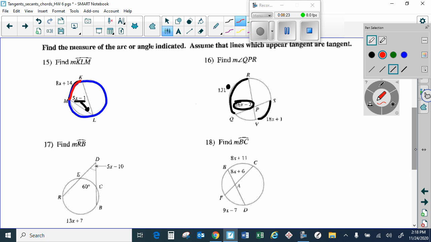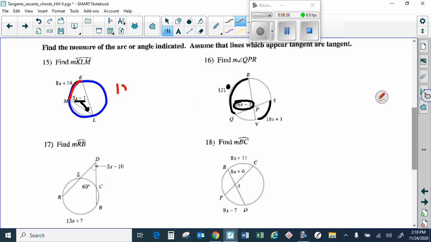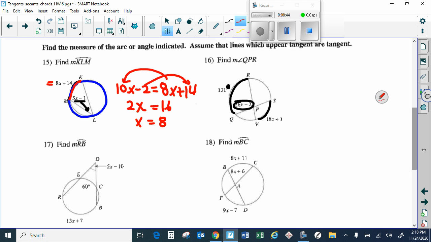So don't forget, I have 5x minus 1, that's the inscribed angle. If I double that, that makes it 10x minus 2, which has to equal its intercepted arc of 8x plus 14. Subtract the 8x across gives me 2x. Add the 2 across gives me 16. So x equals 8. Now if I plug 8 in there, 8 times 8 is 64, plus 14 is 78 degrees. So now I just go 360 minus the 78 degrees to get 282. So the measure of arc KLM is 282 degrees. There's my answer. Make sure that you're answering the right question.